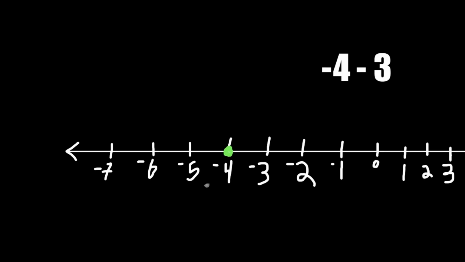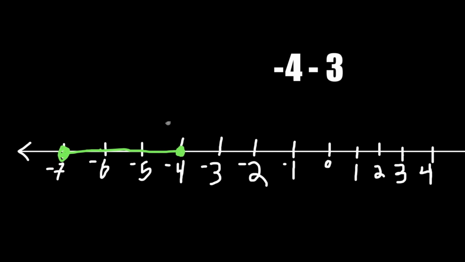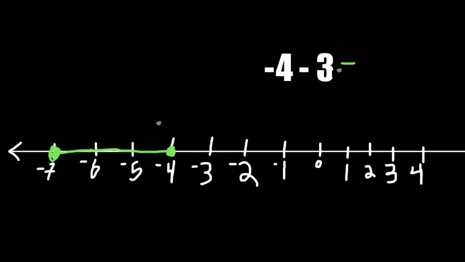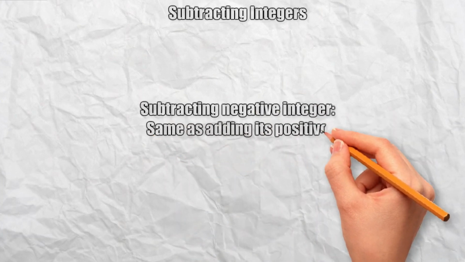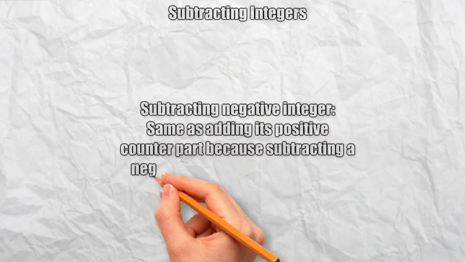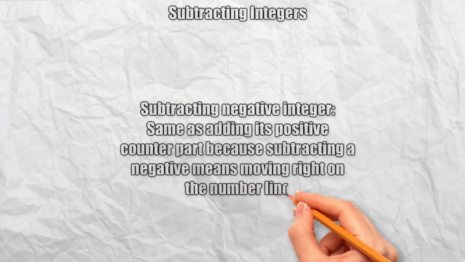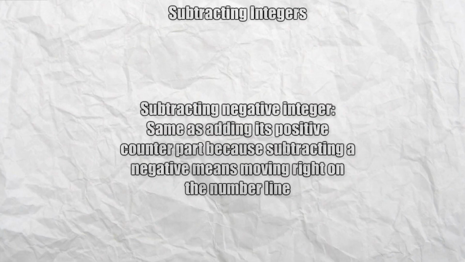Because we're subtracting +3, we're going to be moving left 3 times. So that's 1, 2, and 3. So the answer to -4 minus 3 equals -7. And if you're subtracting a negative integer, it's the same as adding its positive counterpart, because subtracting a negative means moving right on the number line.